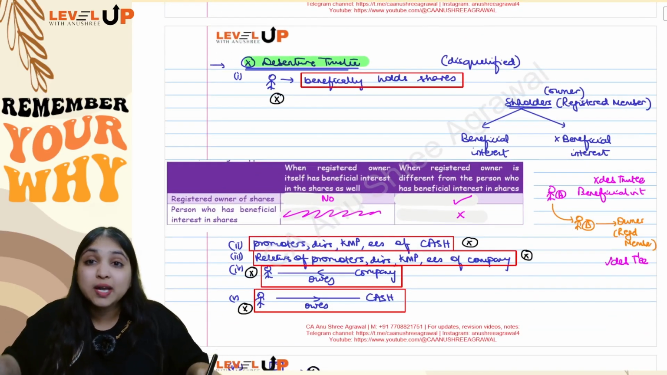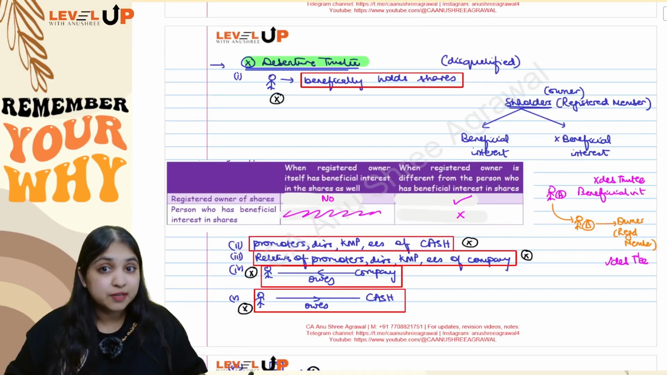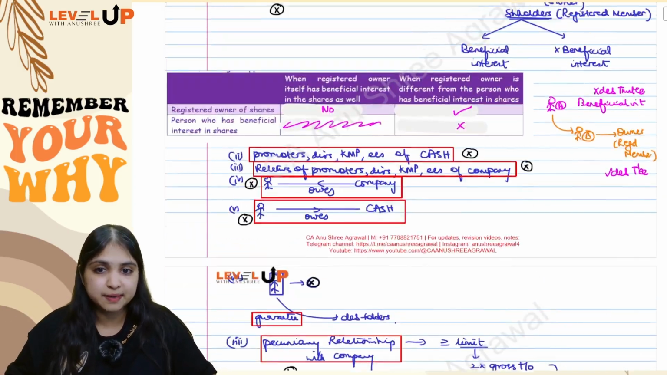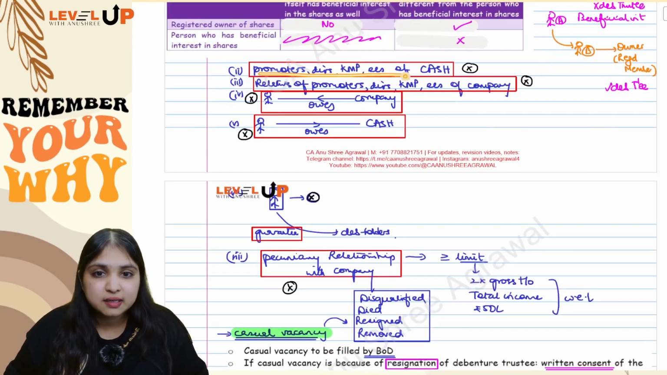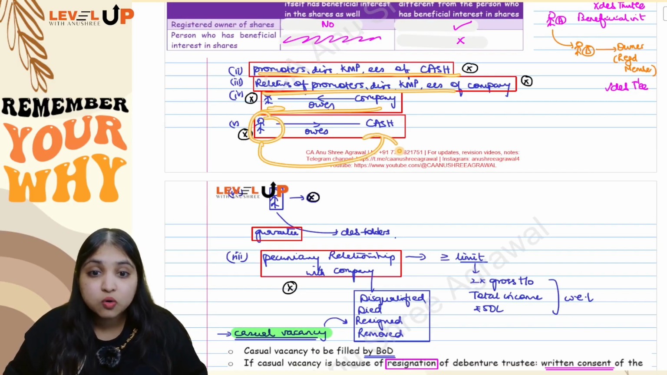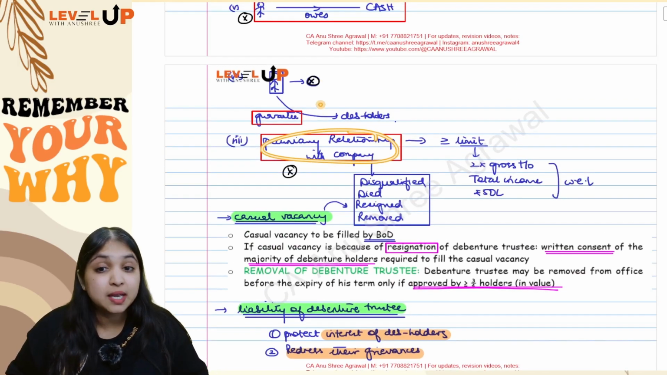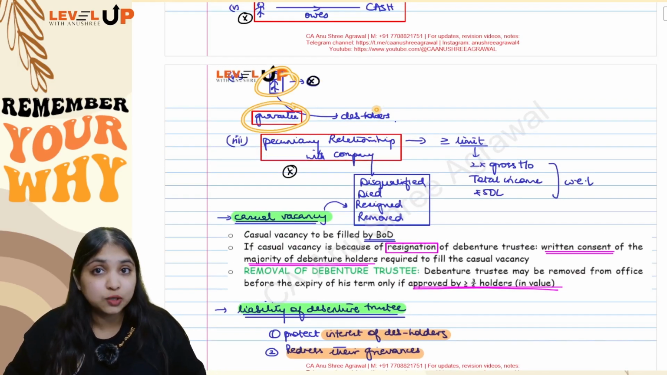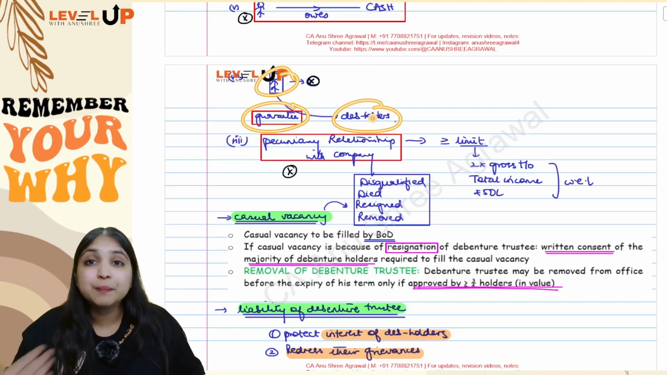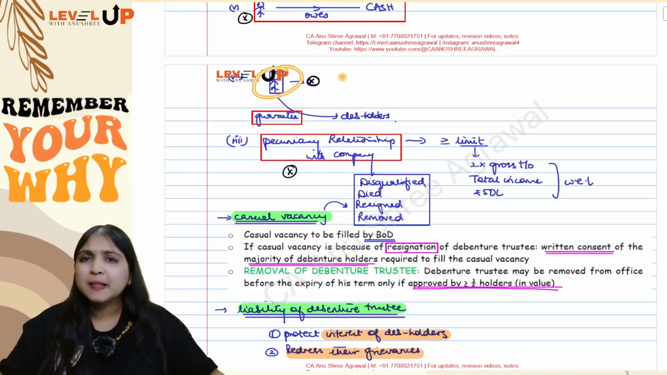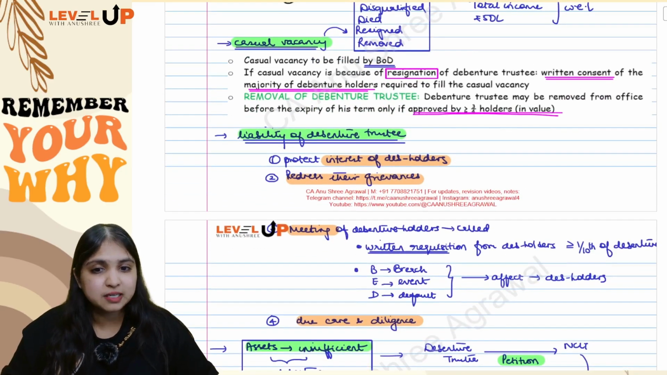Then we discussed who cannot be appointed as debenture trustee. Any person who beneficially holds shares in the company cannot be appointed. Then promoters, directors, KMP, employees, their relatives, any person to whom the company owes money, or any person who owes money to the company, any person who has a pecuniary relationship with the company, any person who has given a guarantee to the debenture holders that, don't worry, the company will repay your debenture money. Such persons can't be appointed as debenture trustee.